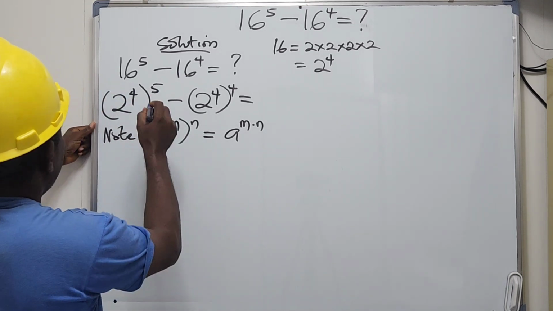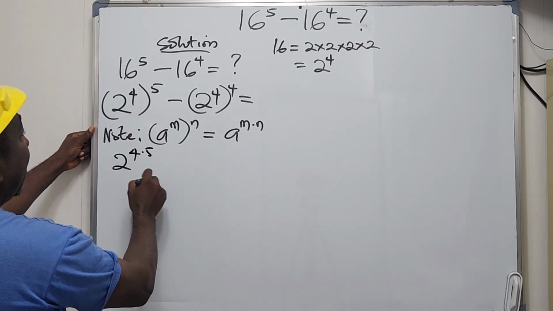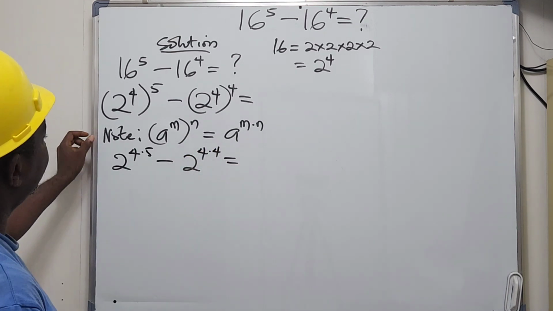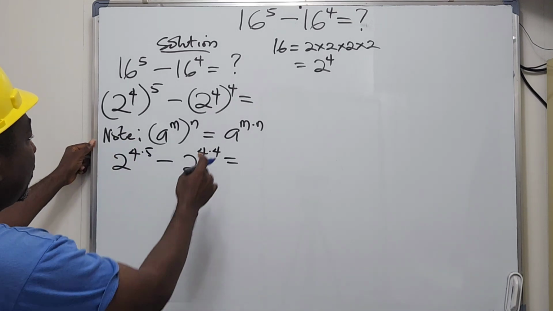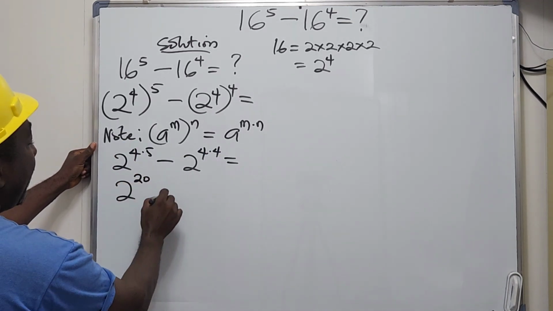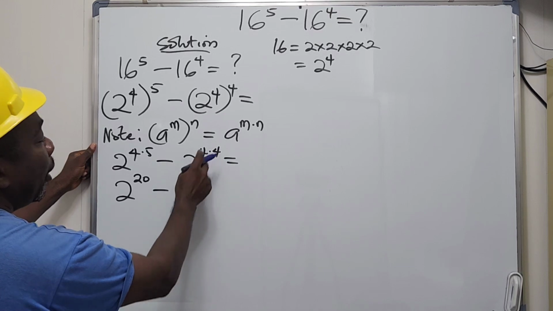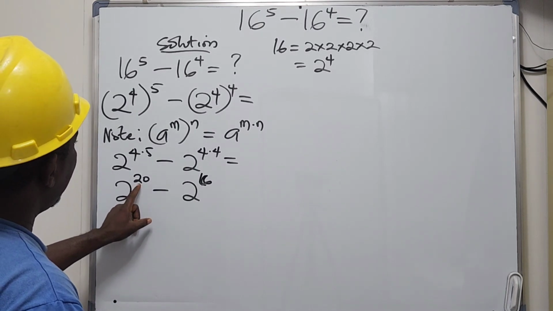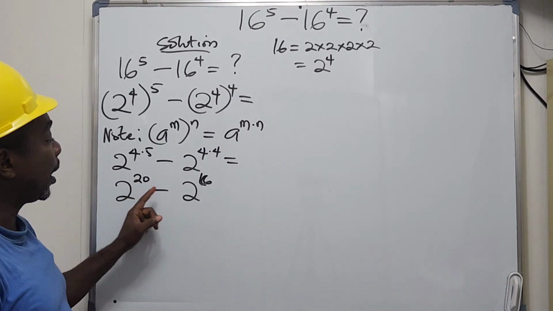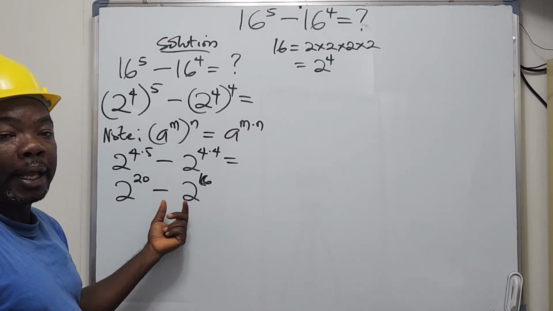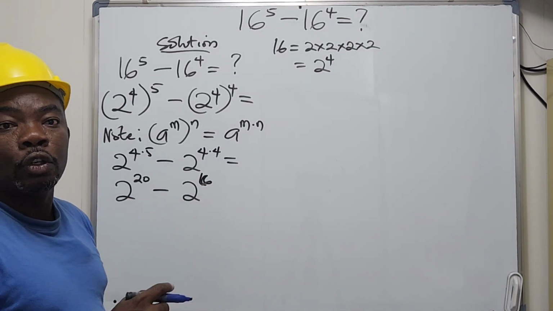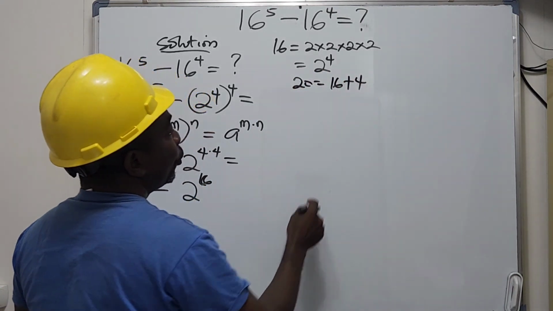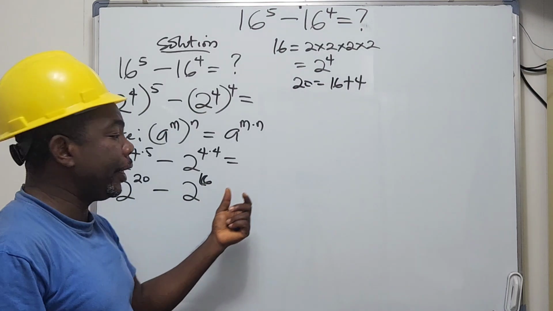So here this will give us 2 to the power of 4 times 5 minus 2 to the power of 4 times 4. What will this become? 4 times 5 equals 20. So this will become 2 to the power of 20 minus 2 to the power of 4 times 4, which becomes 16. So here we can see that we have 2 to the power of 20 here and 2 to the power of 16 here. Here 20 can be written as 16 plus 4. So we are going to substitute 16 plus 4 in the place of 20.